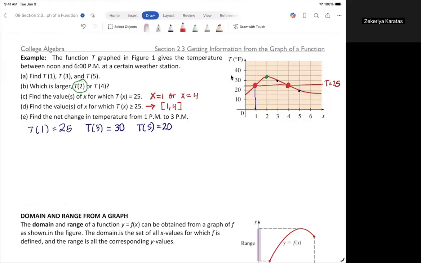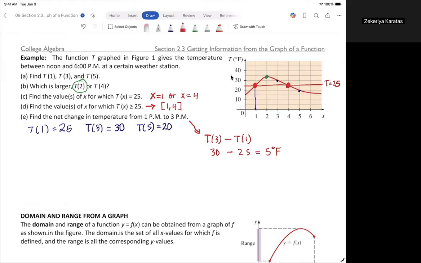And then the last one, find the net change in temperature from 1 p.m. to 3 p.m. So this is like going from T of 1 to T of 3, which is T of 3 minus T of 1. You look at T of 3, which was 30, and T of 1 was 25. So the difference is 5 degrees Fahrenheit. That's the net change in temperature from 1 to 3 p.m.